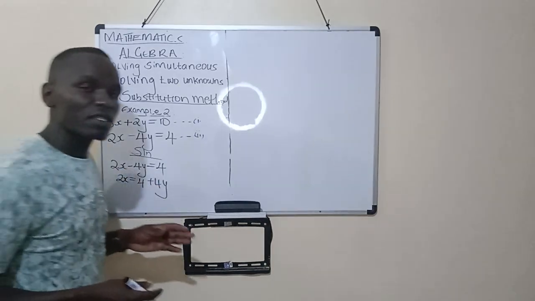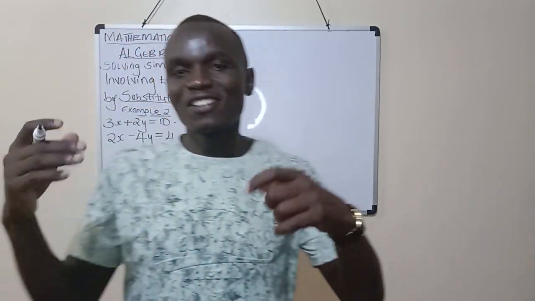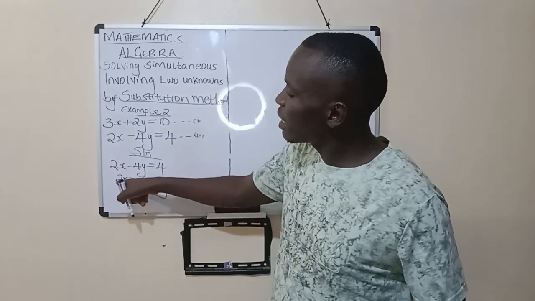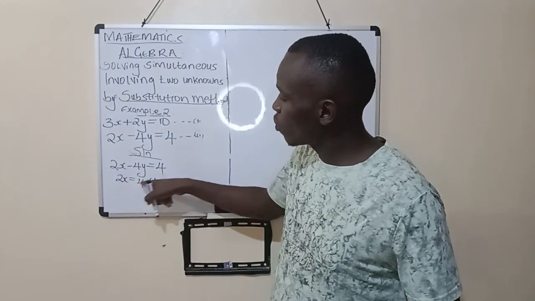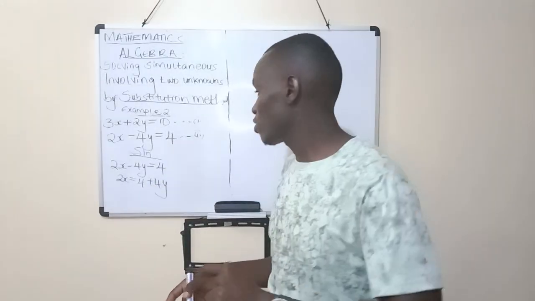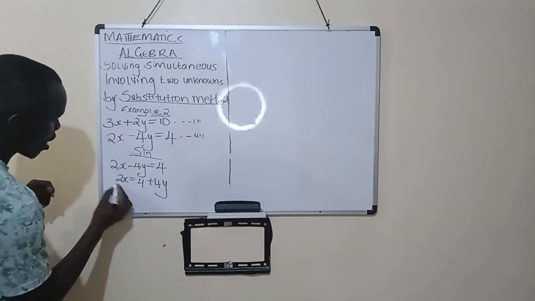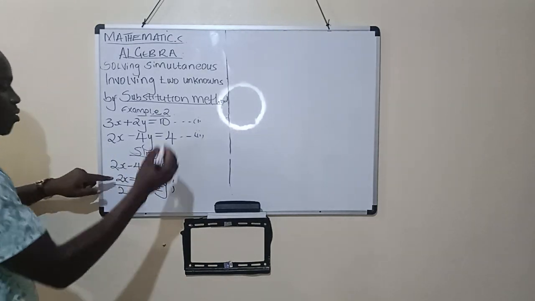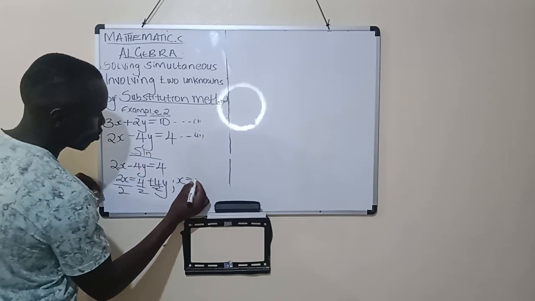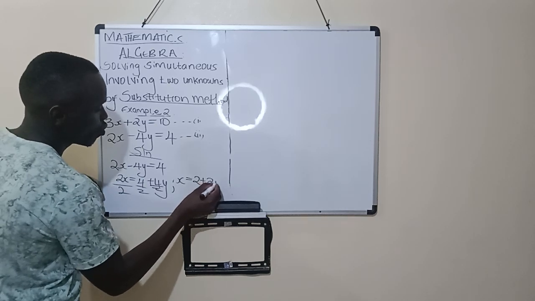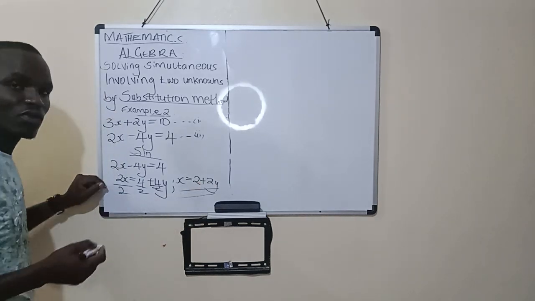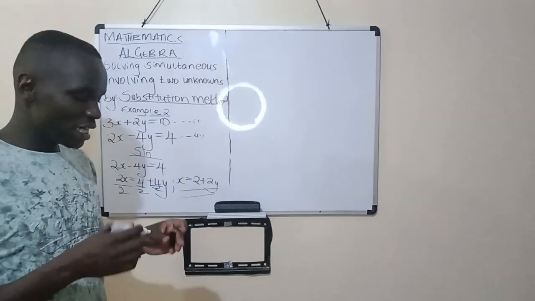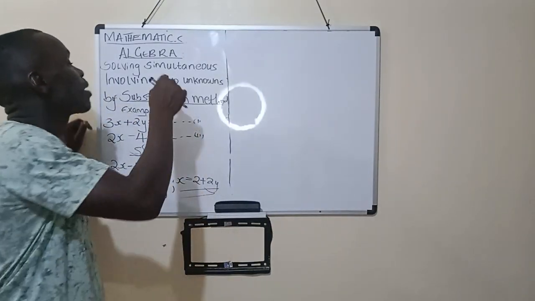The reason why I am saying it is simple is that you can divide by 2 and it's completely divisible. So here we divide by 2, divide by 2, divide by 2. In this case, we will have x equals 2 plus 2y. A very beautiful expression. So we agreed that we are going to substitute.